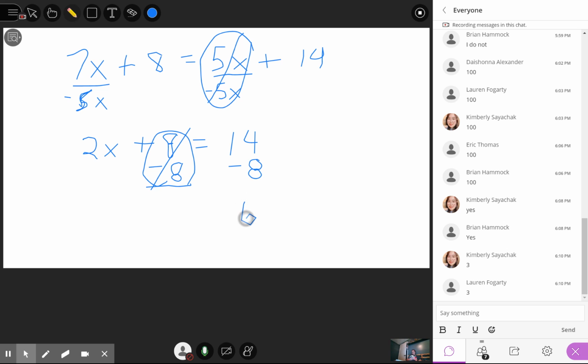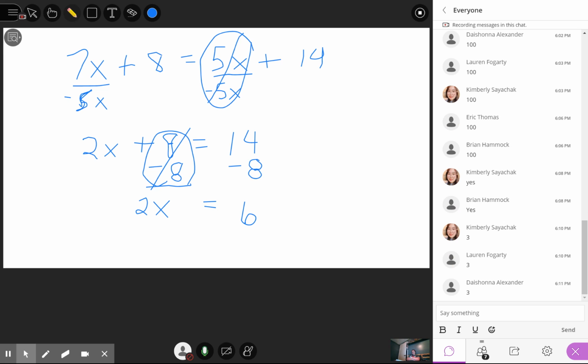So we have a 6 on the right-hand side is equal to 2x on the left-hand side. And then finally, we have 2 times x. When you have 2 next to an x, that's an understood times. So how do we undo times? What's the inverse of times? Well, it's to divide. So we're going to divide both sides by 2.